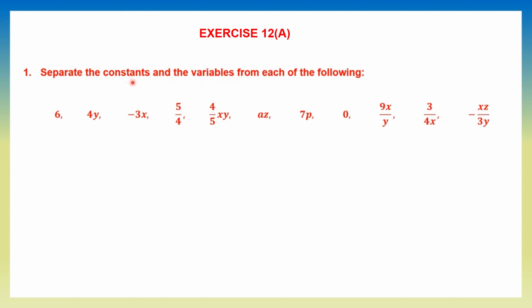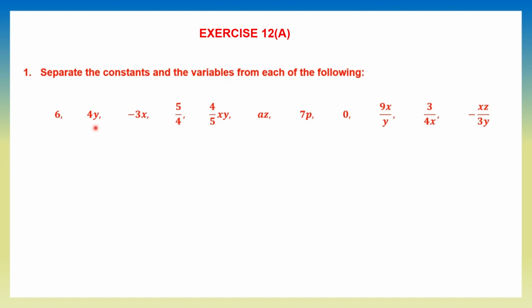It is a fixed number. And the value of that number will never change. Like look at 6. Wherever you put 6, the value of 6 will remain the same. So such numbers are called constants. And what is a variable? A variable is a symbol whose value will keep changing. That is all the letters.